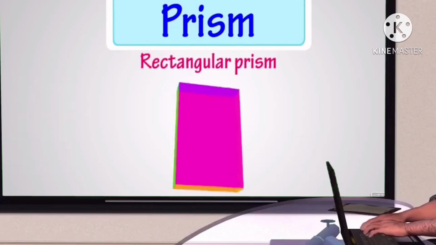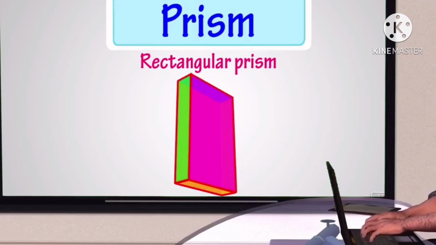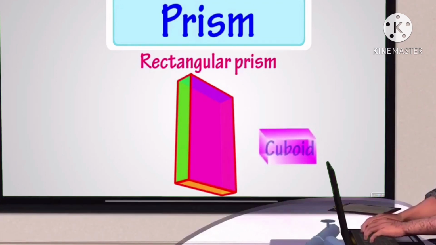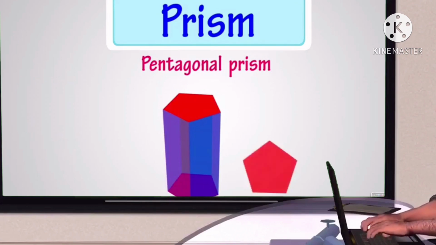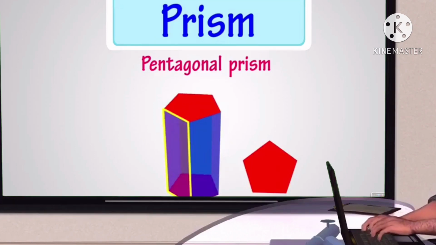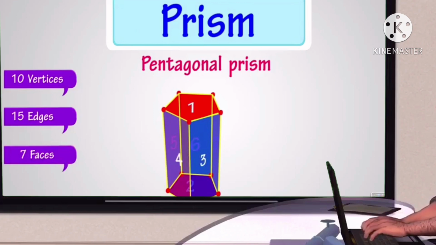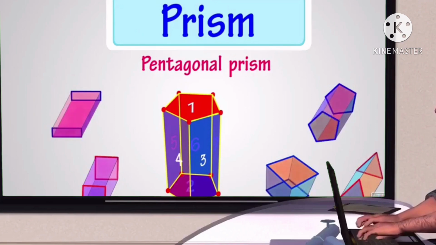Next is the rectangular prism because its top and bottom faces are rectangular in shape, and all other faces are rectangular. This is also the same as a cuboid. Another type of prism is the pentagonal prism because the top and bottom faces are pentagons. All other faces are rectangular in shape. There can be more types too, depending on the shape of its top and bottom faces.